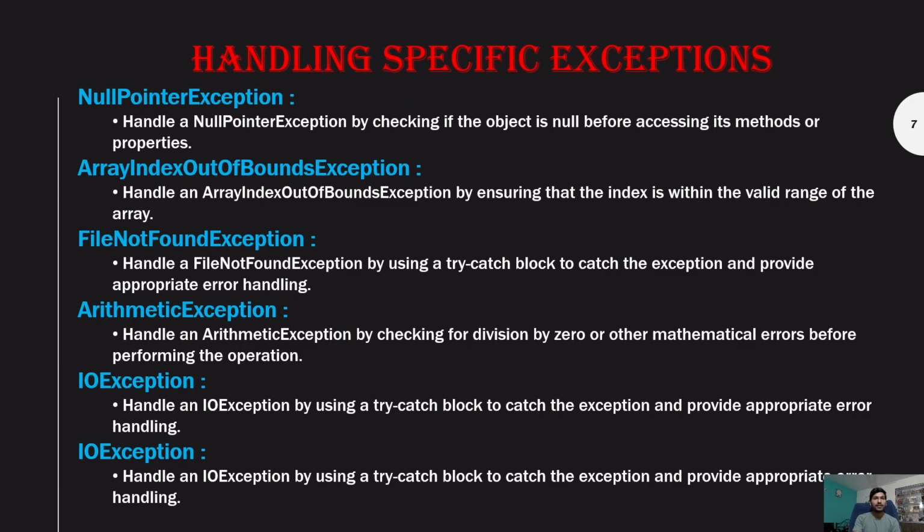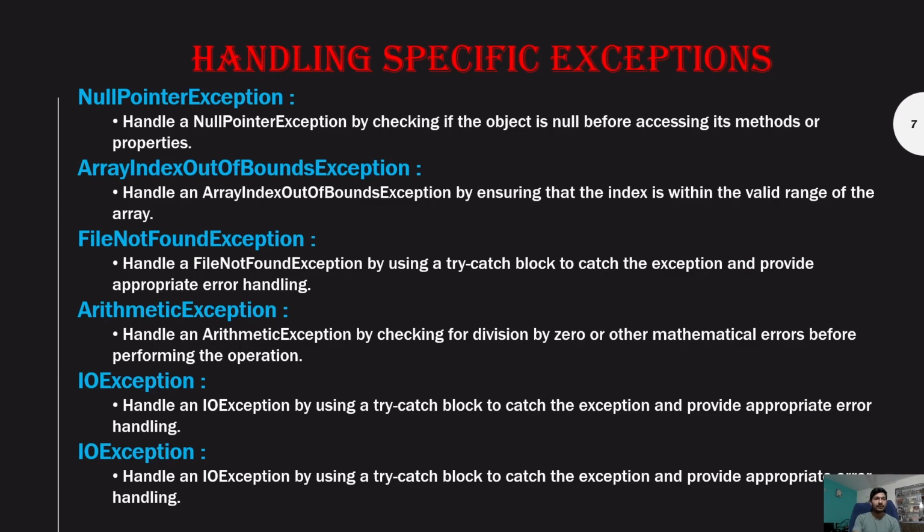Handling specific exceptions. Null pointer exception. Handle a null pointer exception by checking if the object is null before accessing its methods or properties. Array index out of bounds exception. Handle an array index out of bounds exception by ensuring that the index is within the valid range of the array. File not found exception. Handle a file not found exception by using a try catch block to catch the exception and provide appropriate error handling.